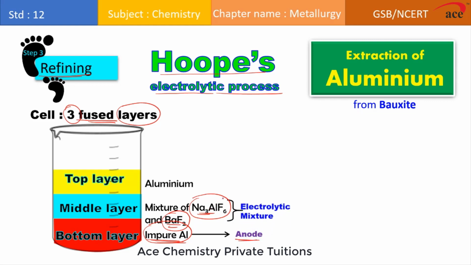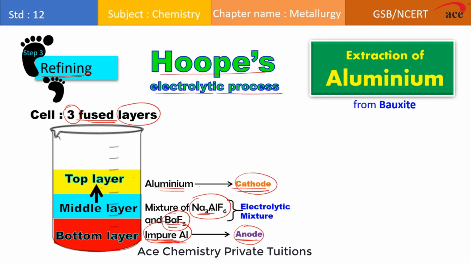The uppermost layer, the top layer, is obtained because of the reduction of aluminium, which migrates from impure aluminium, that is from the bottom layer, to the top layer. At the top layer, the aluminium obtained is the highly pure form of aluminium, and this pure form of aluminium is acting as what? Cathode. Please remember, the bottom layer is impure aluminium and the top layer is what? Pure aluminium. The impure aluminium is acting as anode and the pure aluminium is acting as cathode.